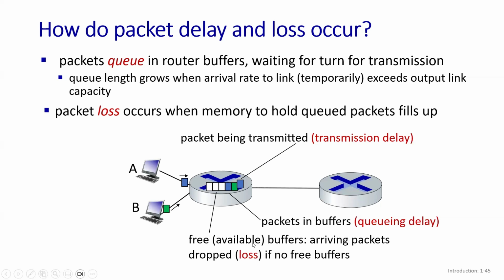So here you can see that the packet which is going to be transmitted, we consider this as the transmission delay, the time it takes. We talked about it in the previous videos, that the transmission delay is L by R. L is the number of bits in the packet, and R is the transmission capacity of the link. The queuing delay is the time that the packet will stay in the queue waiting for its turn to be transmitted.